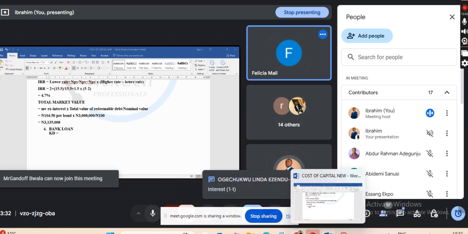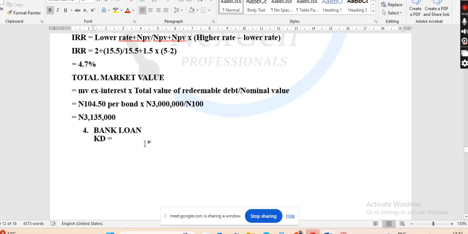Thank you. Interest, 1 minus tax rate, right? Because you cannot determine the market value of bank loan. It is not traded. And the interest rate is 4%, right?